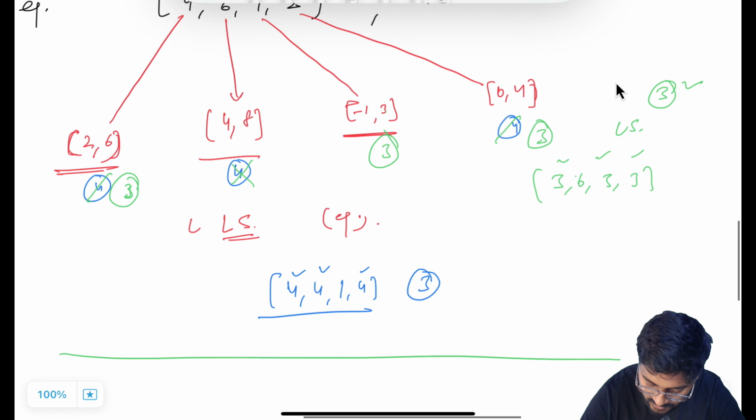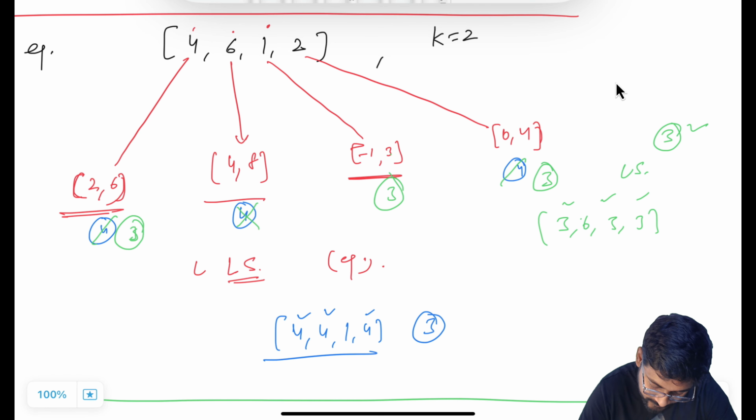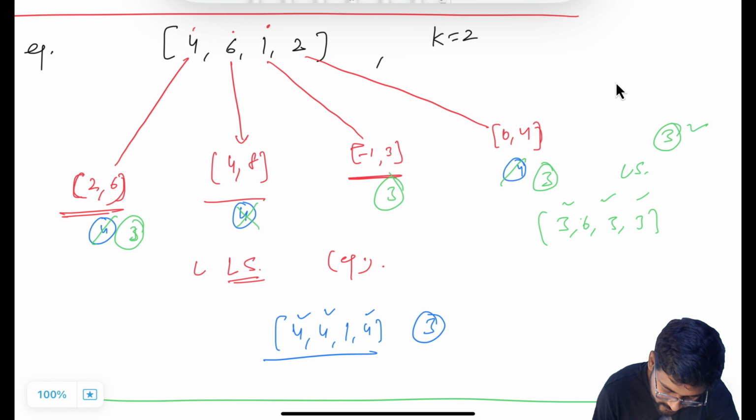Okay, so this is the problem statement, and here is how we can find out. If you try to analyze it, the number that becomes the value of the longest subsequence is coming from all of these ranges.